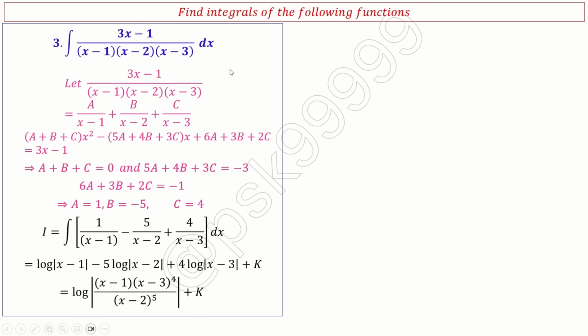So most of the problems in this are mainly solved by partial fractions. The important thing is how you will get these partial fractions. Once you get that, it is mostly all the same. You will get some log of some value.